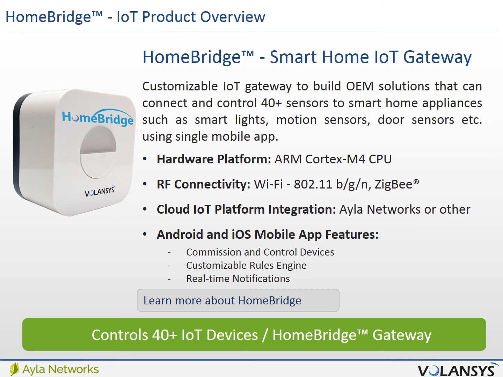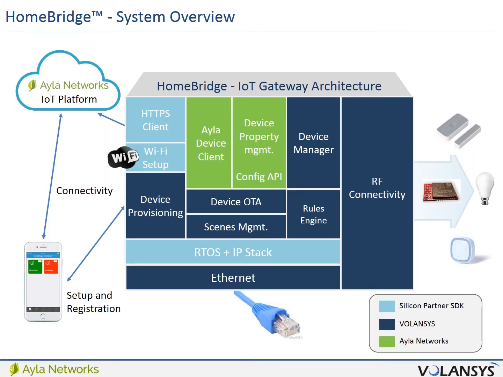In this slide, I would like to explain the Homebridge architecture. It basically has Silicon Partner SDK components, as you can see marked in light blue. On top of it, there are Ayla components both at the platform level as well as the mobile app level, and it is leveraging Ayla MF architecture. As you can also see in the diagram, there are various product features developed on top of these SDKs, which include provisioning, rule engine, scenes management, and RF connectivity.